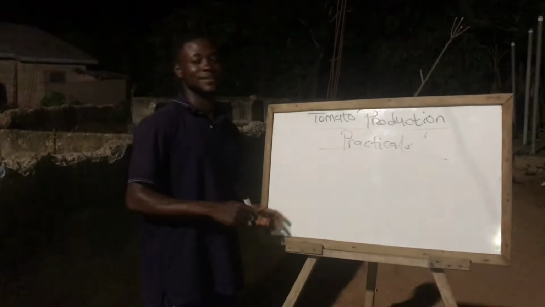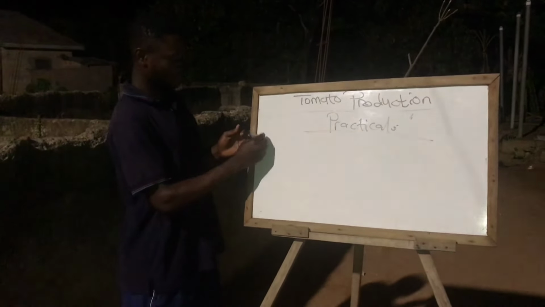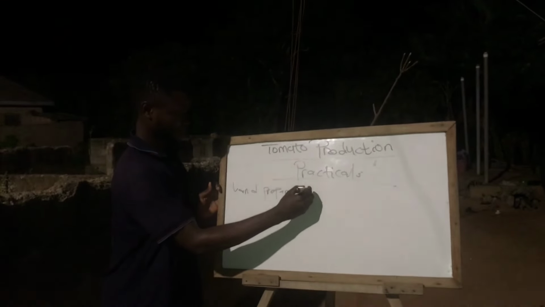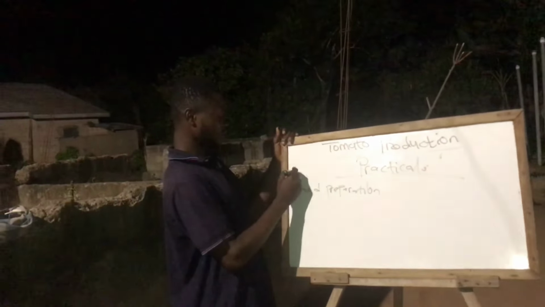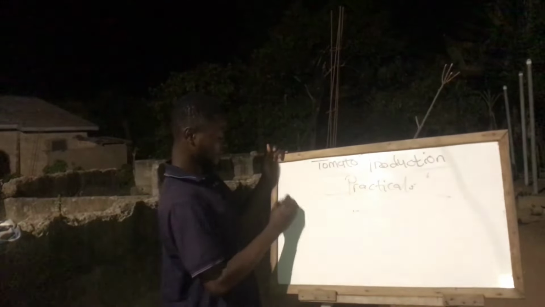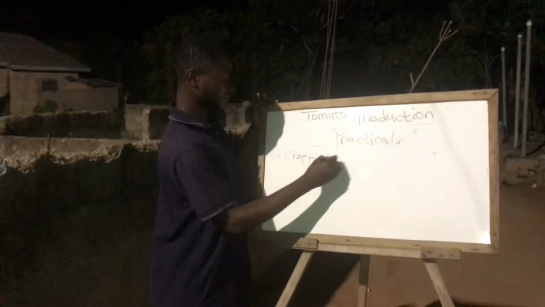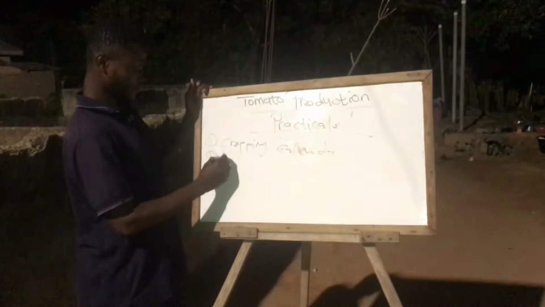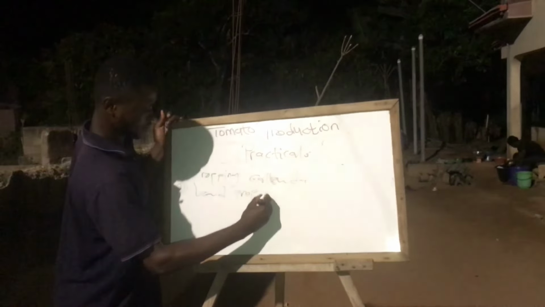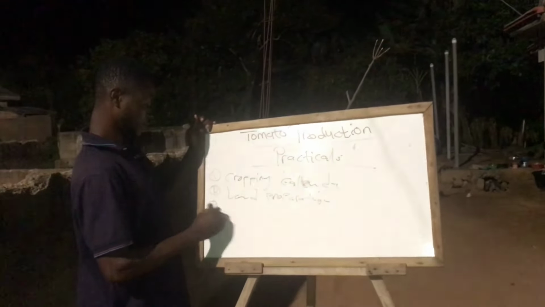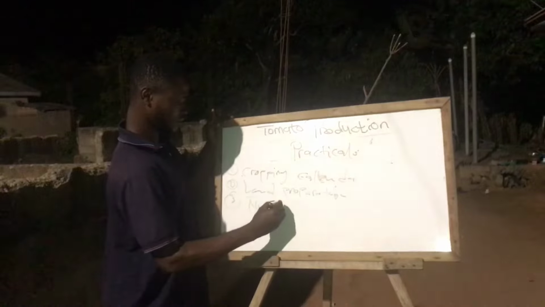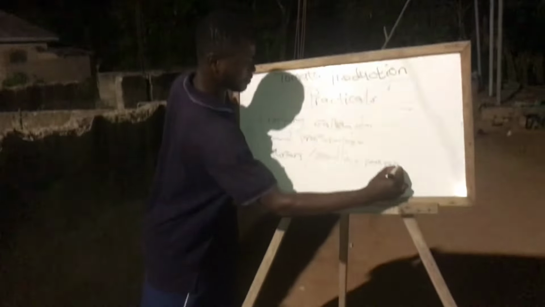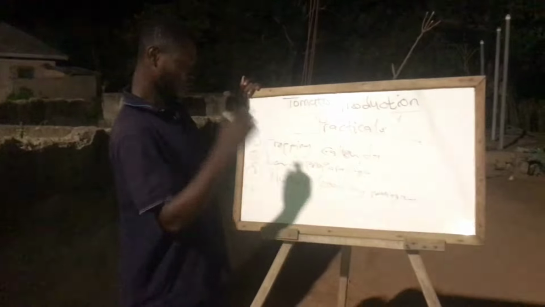What goes under the practical? The land preparation. First of all, you have to consider this first: cropping calendar, land preparation, nursery or seedlings management, and transplanting.